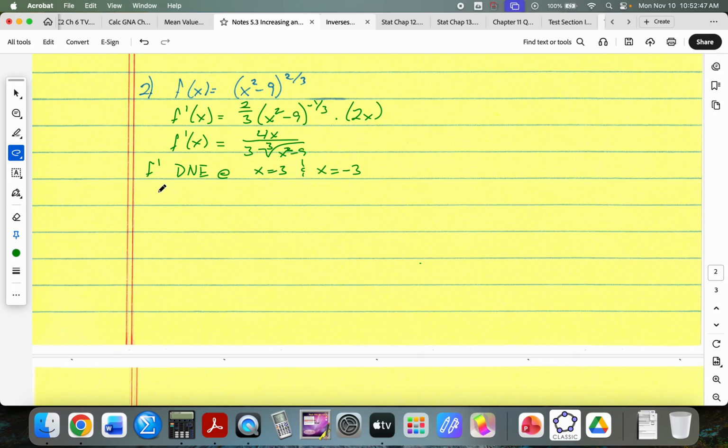Where is f prime going to be equal to 0? I'm looking at f prime. What makes this 0? X is 0, right? I just need the numerator to be 0. So I've got 3 critical points this time.